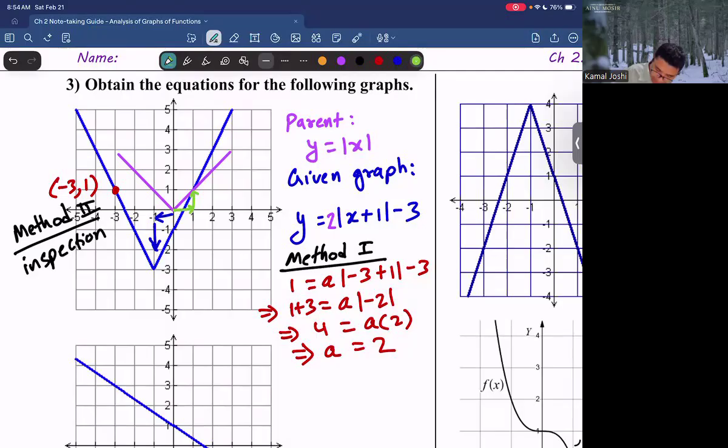But in the new graph, if you go 1 unit to the right, you are going 2 units up, right? So the scaling factor, the vertical stretching factor, is 2. For the same amount of horizontal shift, it's 1 in the parent graph, it's 2 in the given graph. That is the inspection. So either way, you can determine that the coefficient should be 2 there.